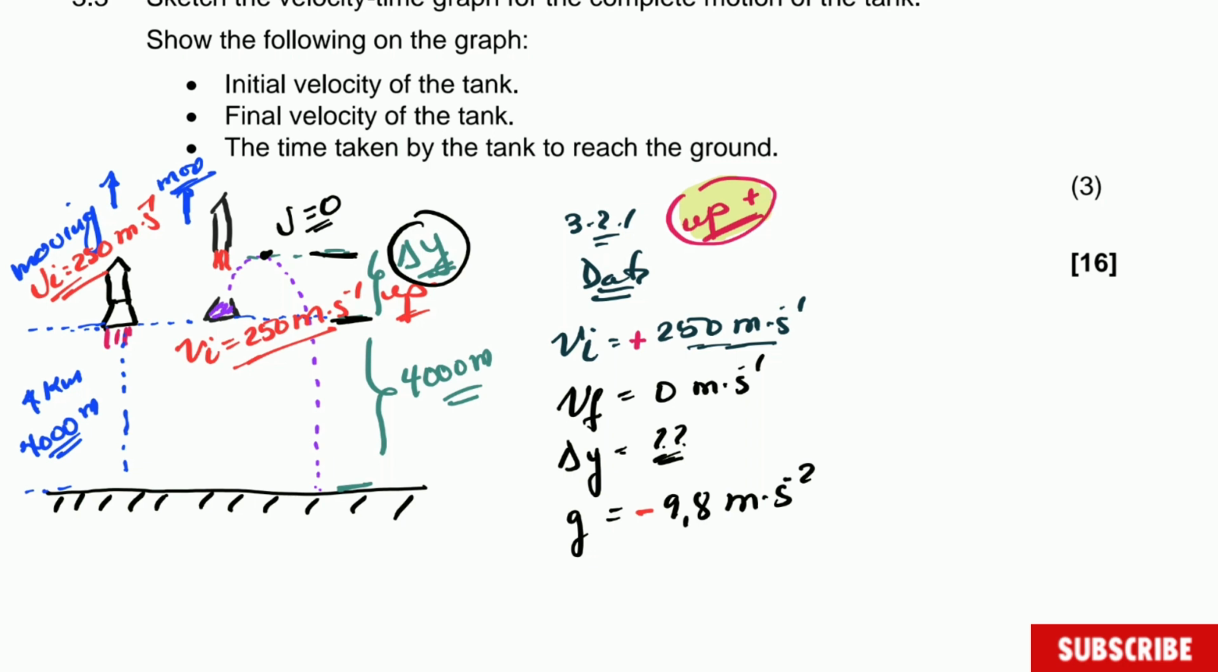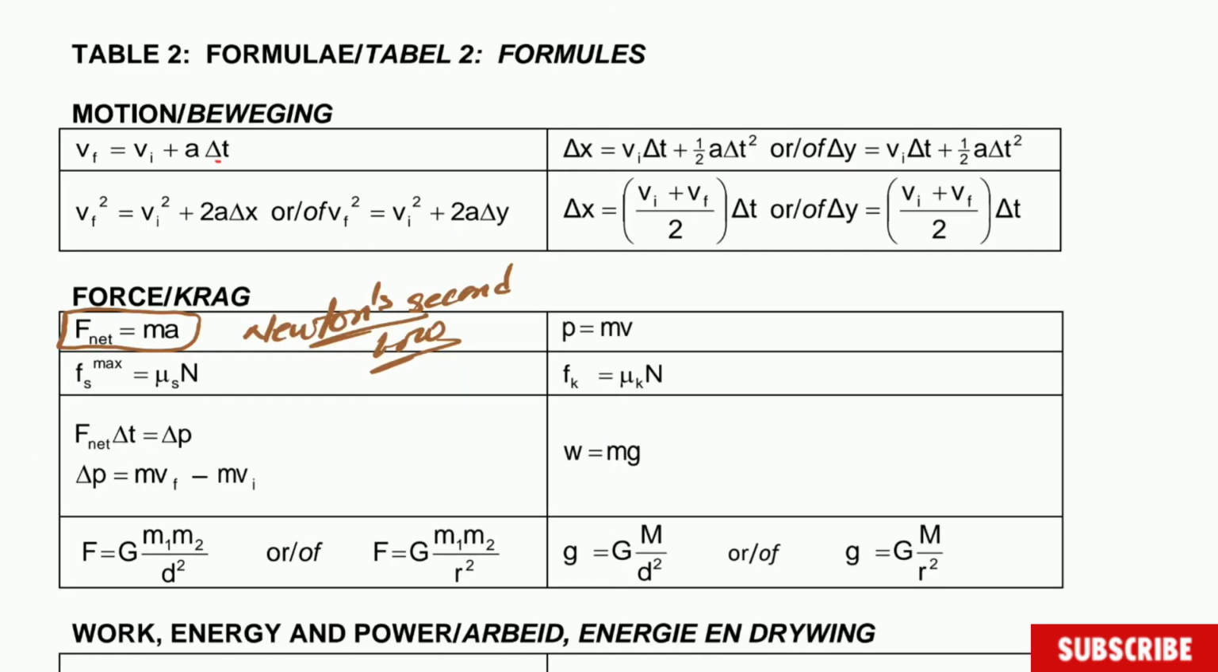And that is all the data we have here. So what formula can we use to help us calculate this one? When you go to the formulas, this here is the formula that is going to help you according to what we have. These two are the same, all the formulas within the same row are the same. They're just using a different symbol.